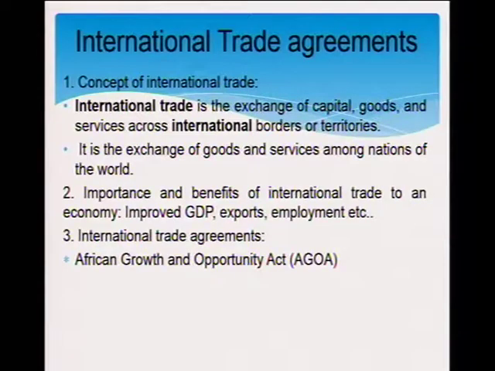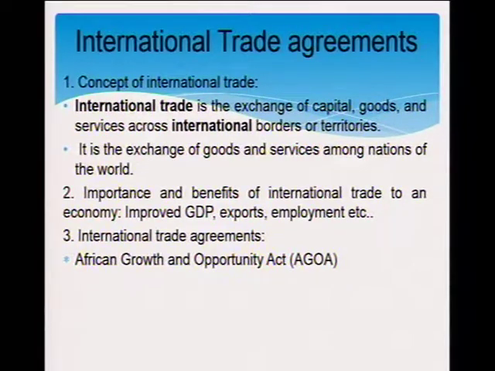Then we move to international trade agreements because we're looking at the SADC region. And we talked of trade earlier. One of the benefits of regional integration is trade. Now, trade within the region and also trade outside the region. International trade is the exchange of goods, capital, and services across international borders or territories. In other words, it is the exchange of goods and services among nations of the world.